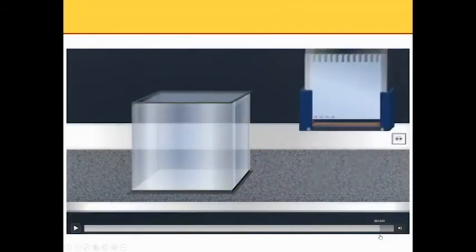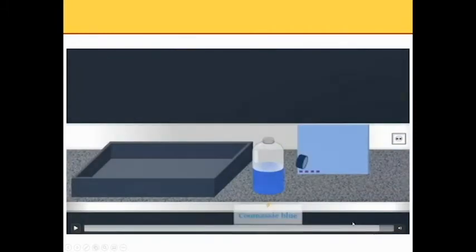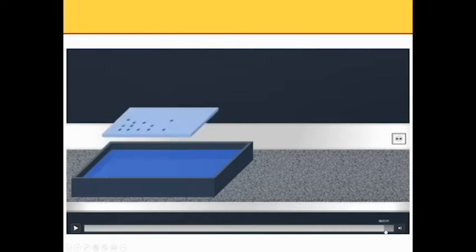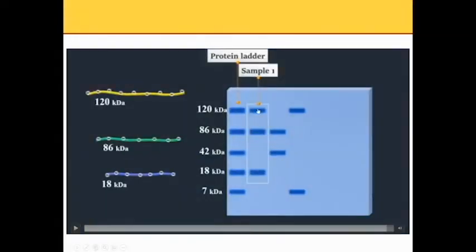Okay, and then after you finish it, you can stain the gel. All right, stain the gel with bromophenol blue in the presence of acetic acid. Then you will be able to visualize the protein. Okay, so this is the standard procedure of the SDS-PAGE.